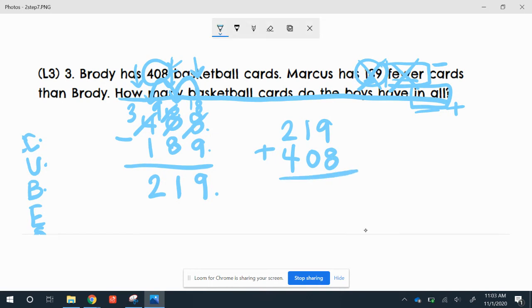So I've got 9 plus 8, which is equal to 17. Let's regroup the 1. 1 plus 0 is equal to 1, plus 1 more, which is equal to 2. And then 2 plus 4, which is equal to 6. The question said, how many basketball cards do the boys have in all? I know that they have 627 basketball cards, or just cards, as my final answer.